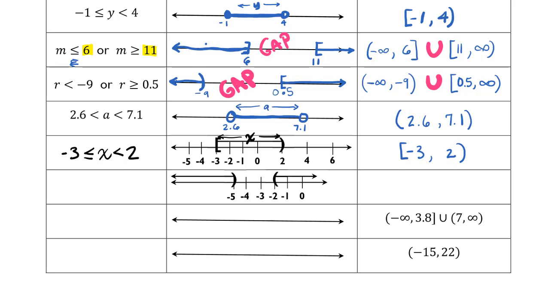This next one has a gap in between, just like before, so I know this will be a union type question or an or inequality. So I'm also going to list an or on the symbols column. This one has a gap between -5 and -2. Notice that it's true greater than -2, and it is true less than -5.